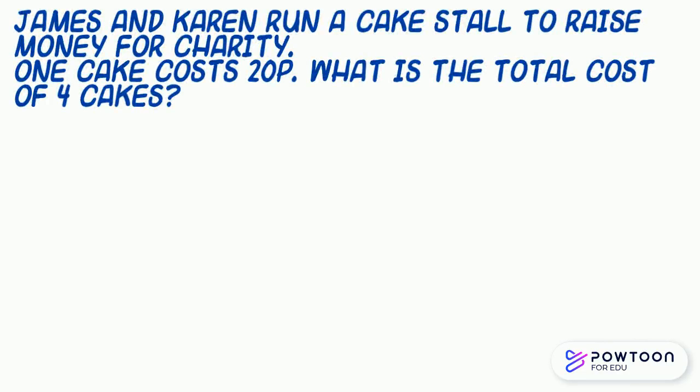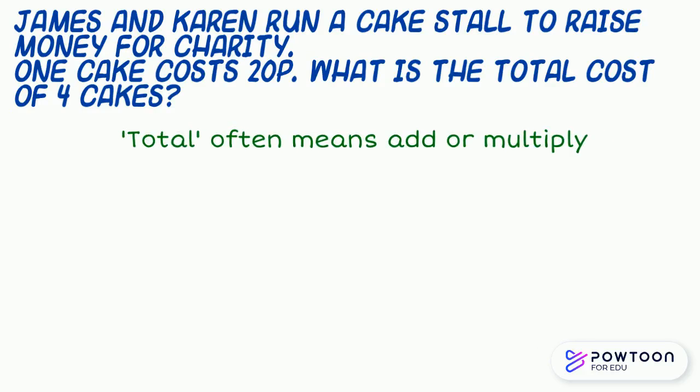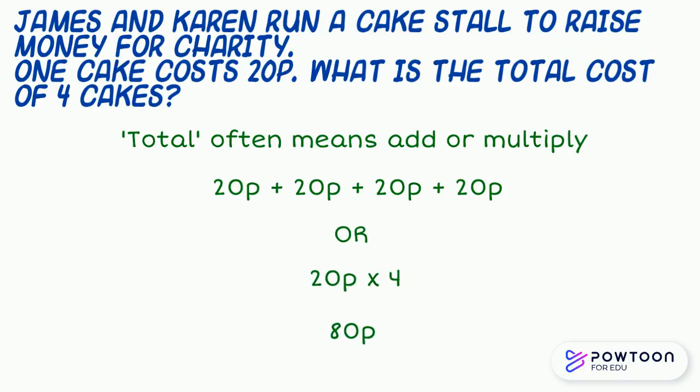James and Karen run a cake stall to raise money for charity. One cake costs 20p. We want to know the total cost of 4 cakes. So this says total, which often means add or multiply. So if you add it, you get 20 plus 20 plus 20 plus 20. Or we can just do 20 times 4, so the answer is 80p.